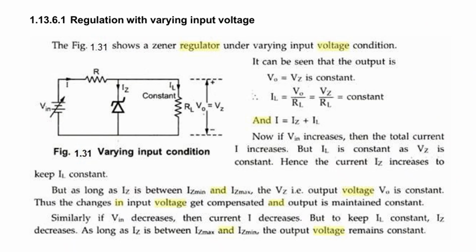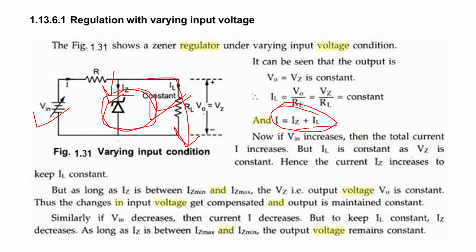Okay, so regulation with varying input voltage. Here is your Zener diode. Whatever input voltage you vary, the Zener diode will give a particular fixed output, because the remaining voltage will pass through the Zener diode, and it will maintain the voltage at a particular level, right? You can follow this current rule, that is I = IZ + IL. So IL, whatever is passing, depends on IZ, which is passing through the Zener diode.